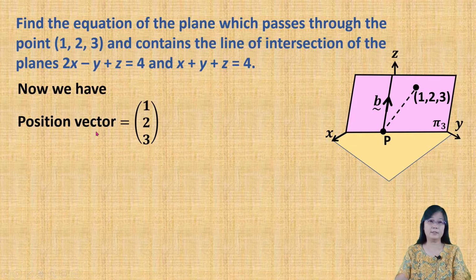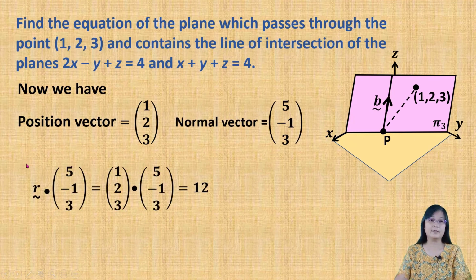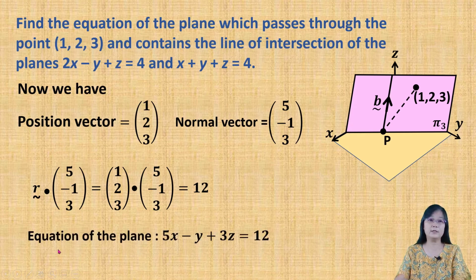Now I have one position vector and I have one normal vector. Now I can substitute into the equation. This is the normal vector, this is the position vector. Then when I find the scalar product, that is equal to 12. So this is the vector equation of the plane. Now I'm going to change the vector equation into Cartesian form. So this is the vector equation of the plane in Cartesian form.